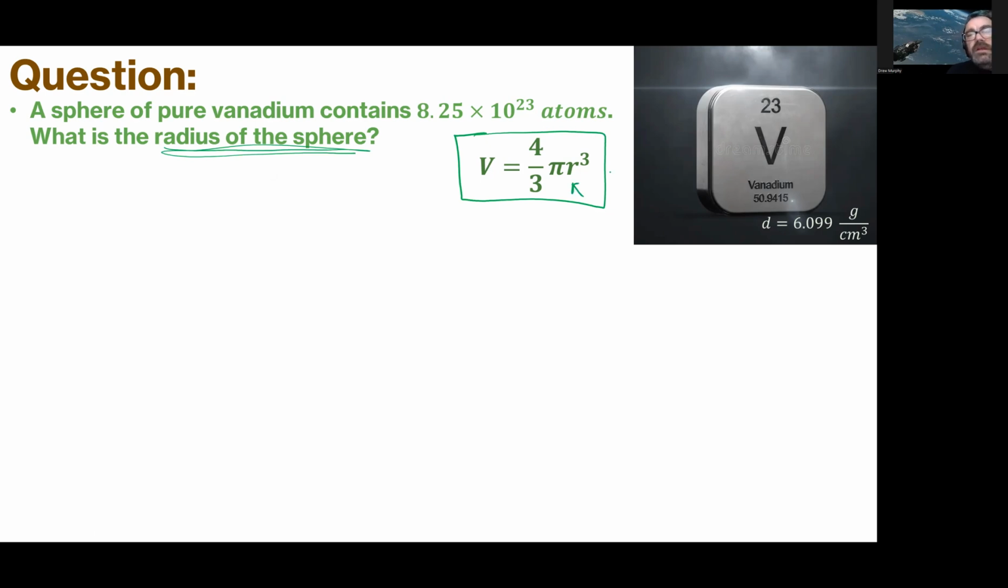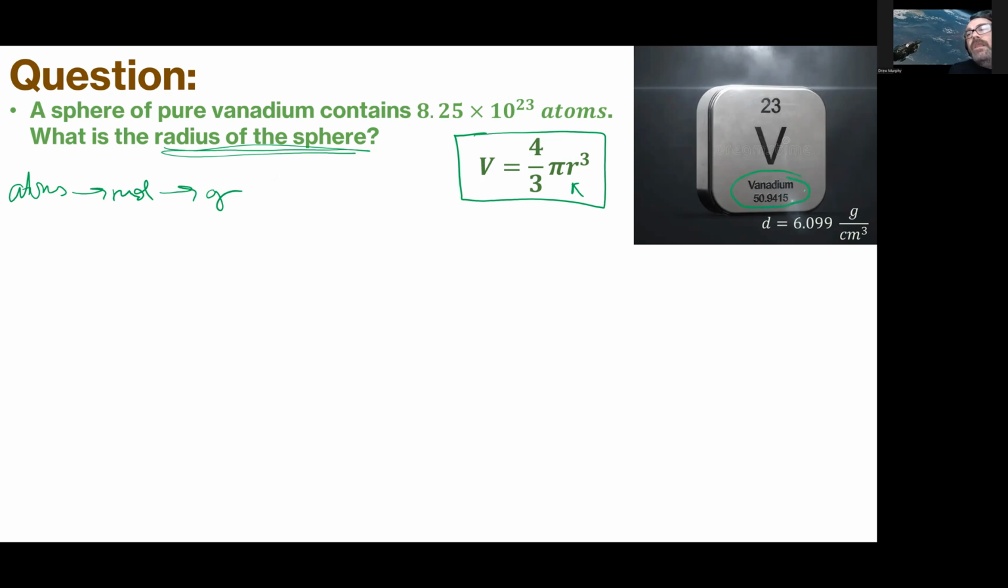We'll solve for that. And we have atoms. So somehow we have to get from atoms to volume, and then the volume will give us the radius. So using atoms we can get to moles, right? It's the only thing we can do, Avogadro's number. From moles we can get to grams given the molar mass, which is here. Oops, I got my circle too big.